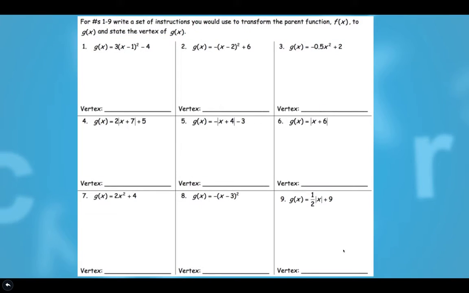So here are the questions that I have for you to work on your own. And what I would like you to do is actually describe the transformation of the parent function, f of x, to g of x, and also state the vertex. So if you would like, here would be a good time to pause the video and actually try these problems.